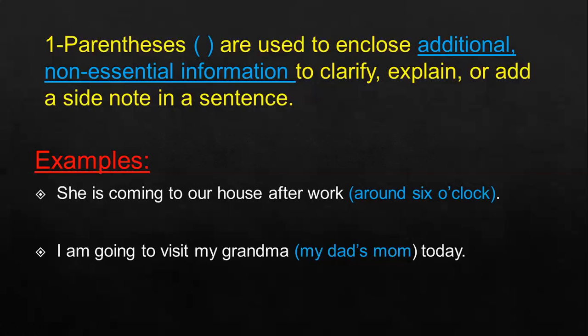I'm going to visit my grandma (my dad's mom) today. This part in the parentheses is also additional. It's non-essential. If we leave it out, the sentence will still give a complete meaning. You can say, I'm going to visit my grandma today. First one, you can say she's coming to our house after work. So the main purpose of using parentheses is to enclose additional non-essential information to clarify, explain something, or add a side note.